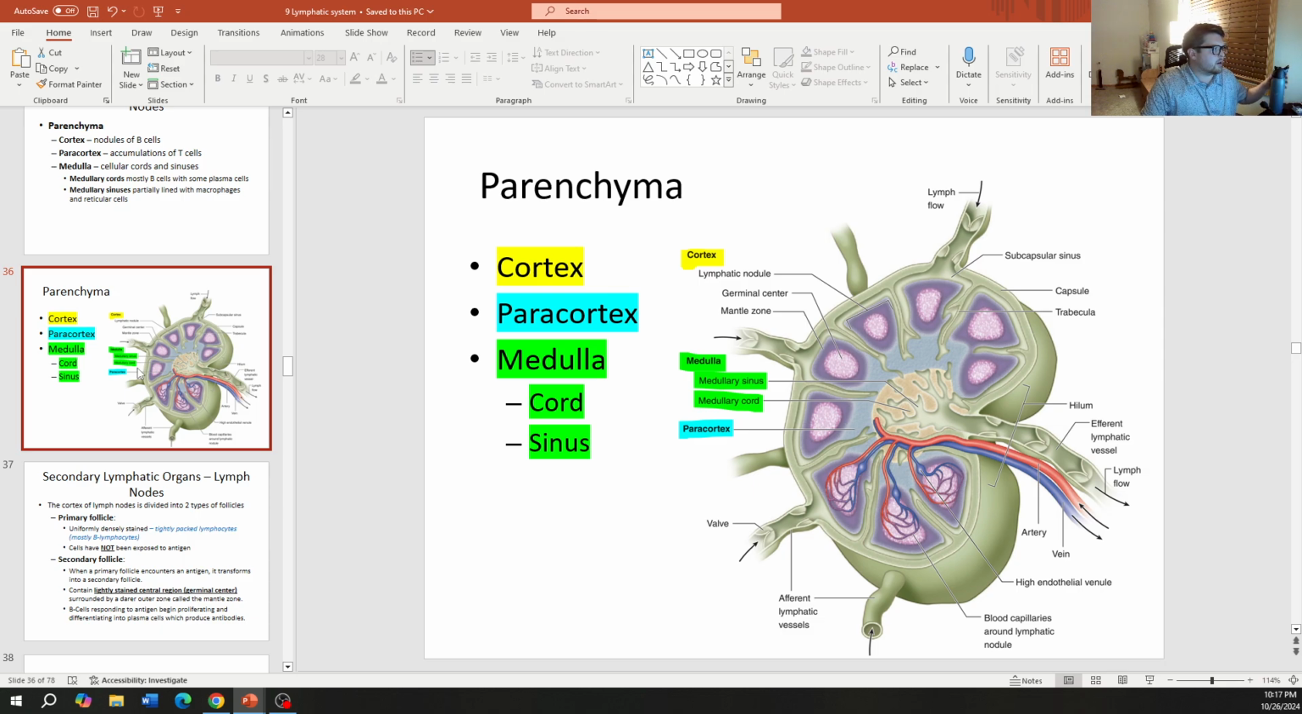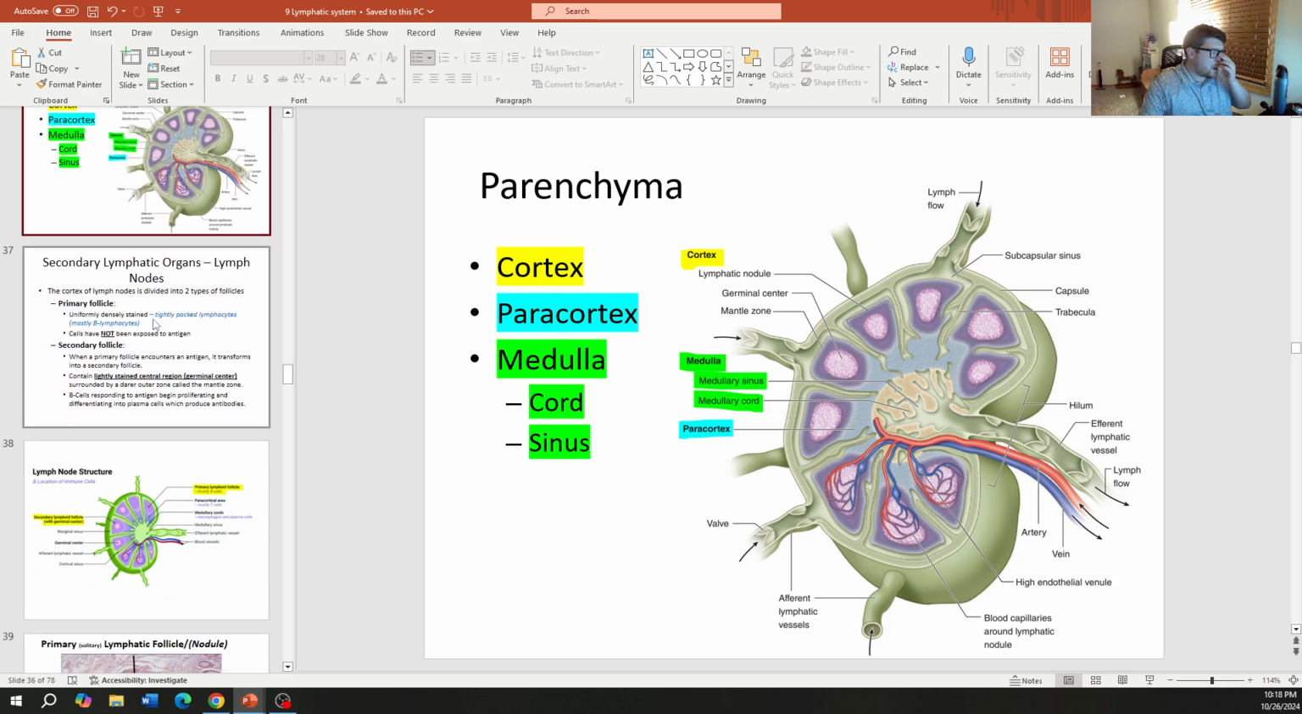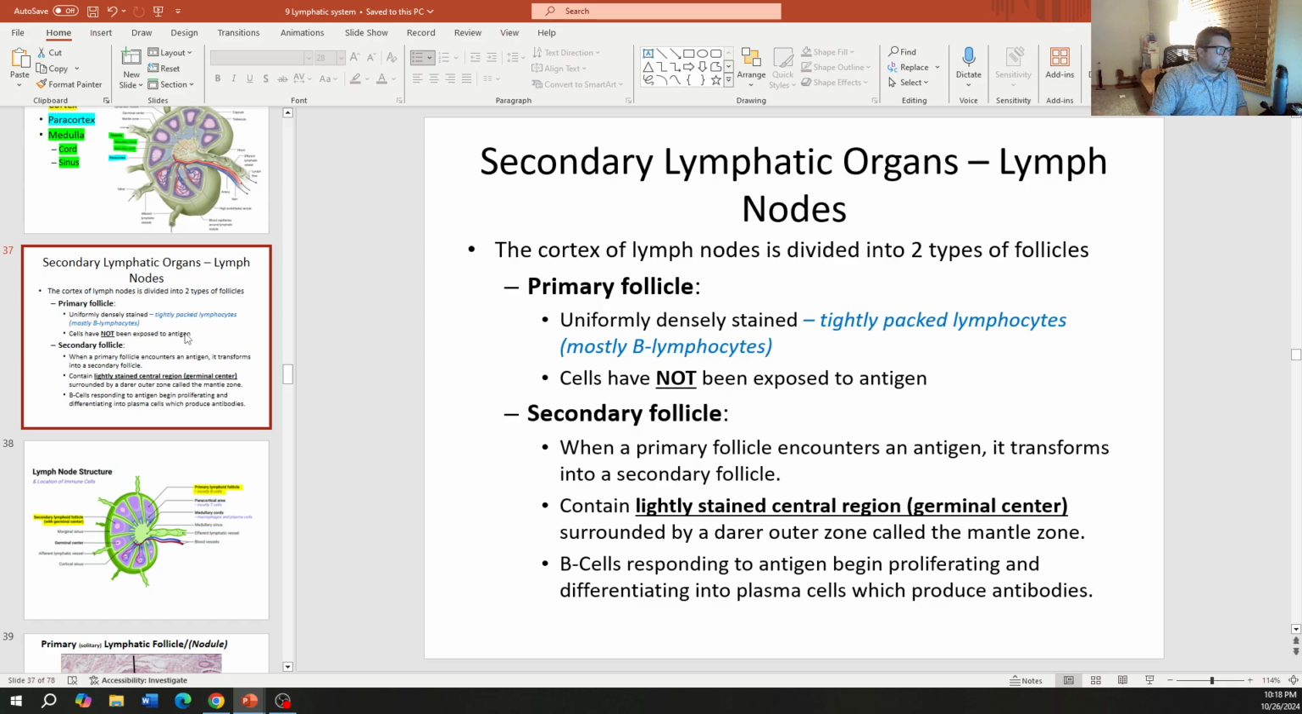So here are our different structures. The cortex is the outermost portion. We have then the paracortex running inside, and then the medulla smack dab in the deeper part in the center, where we also have the medullary sinus and the medullary cord as well. So we're going to go through each of these components.